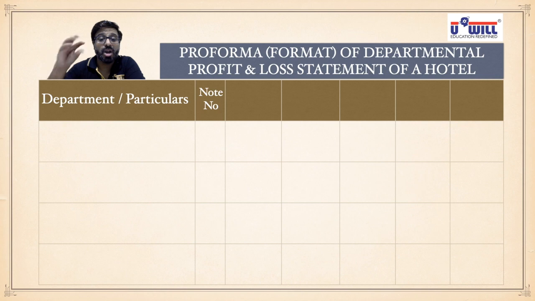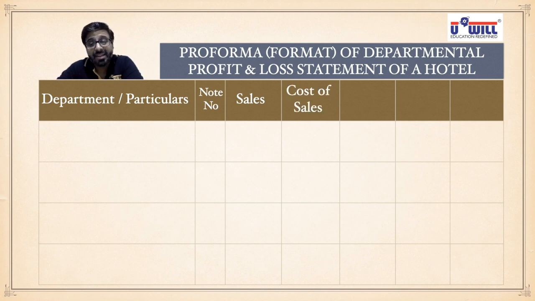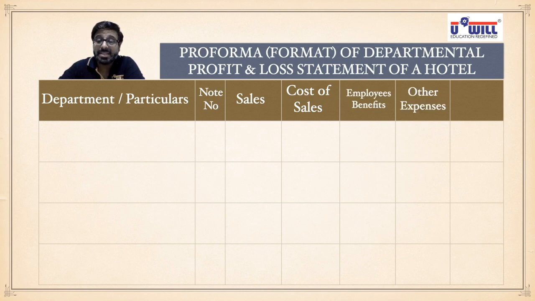Now further columns, you all remember the 5 columns. SCOPE. S, sales, write down in the next column sales. C, cost of sales. O, P, E, but first we'll have E, employees benefit. Then we will have O, other expenses, and then we will have P, profit or loss. And how will we get this profit or loss? Sales minus cost of sales minus employees benefit minus other expenses equals profit or loss.